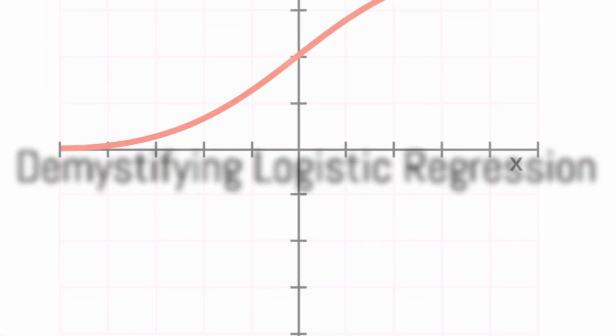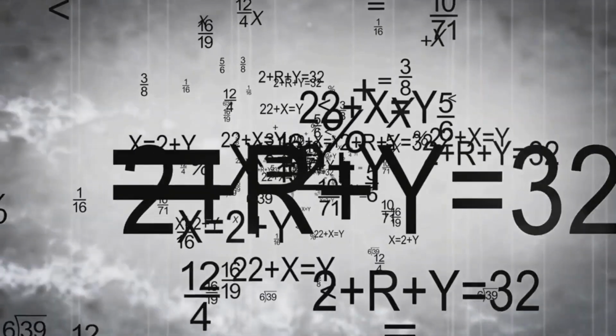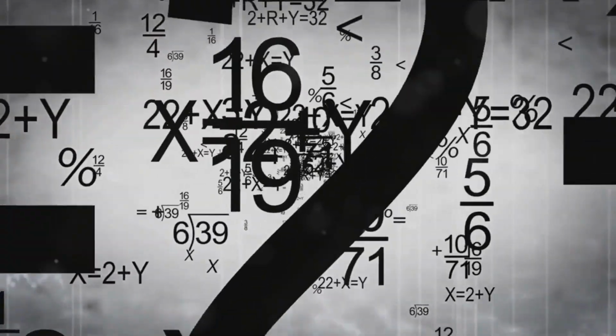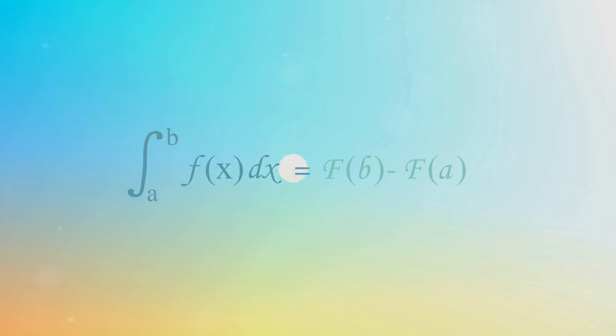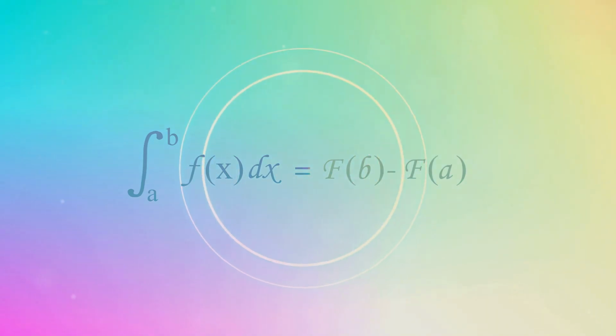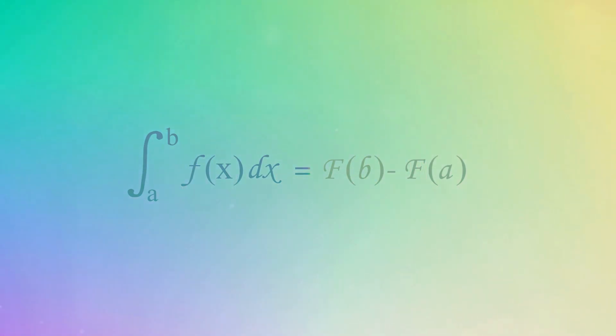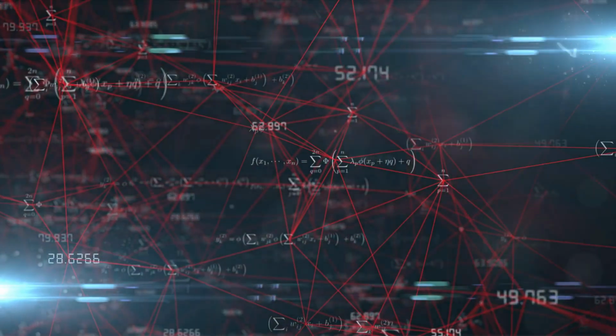Ever pondered over the inner workings of logistic regression? It might seem like a labyrinth of mathematical formulas and concepts, but fear not, for today we unravel its mysteries. The journey through logistic regression requires us to understand three key concepts: the sigmoid function, the odds ratio, and maximum likelihood estimation, or MLE. First, let's tackle the sigmoid function. It's the heart of logistic regression.